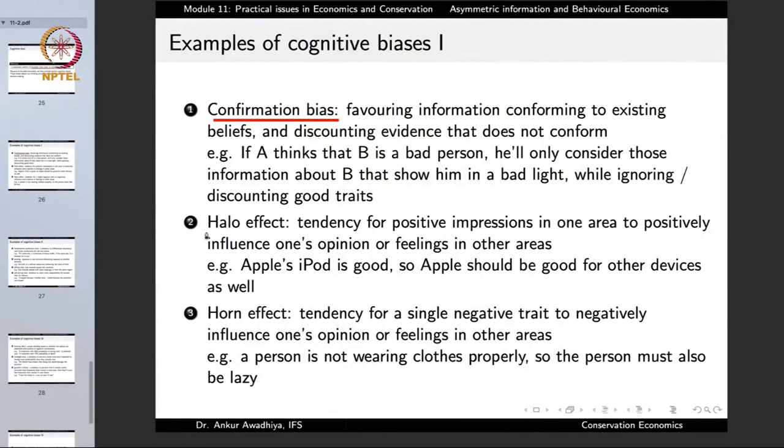Another is the halo effect. Tendency for positive impressions in one area to positively influence one's opinion or feelings in other areas. Example, Apple's iPod is good, so Apple should be good for other devices as well. So what is happening is that because somebody has a positive impression about something in one area, this person thinks that this is true for every other thing as well.